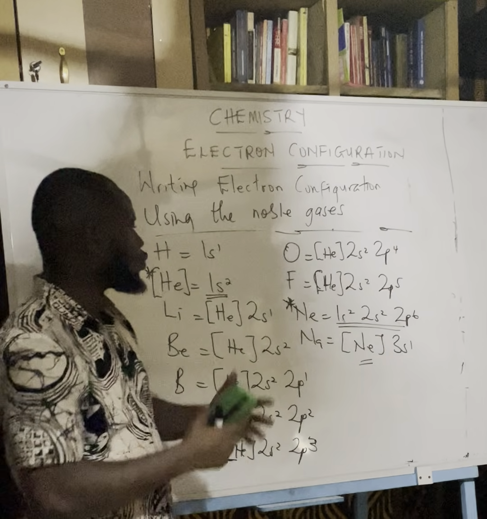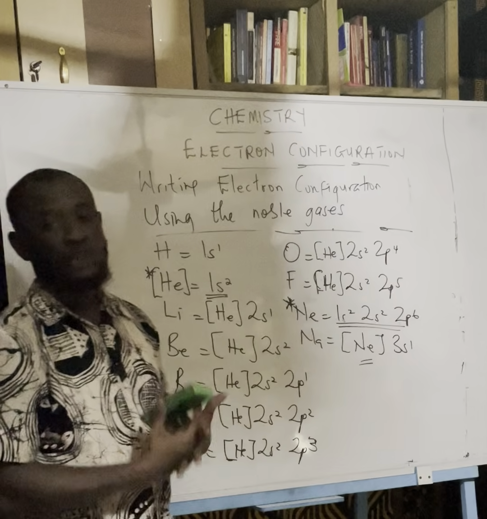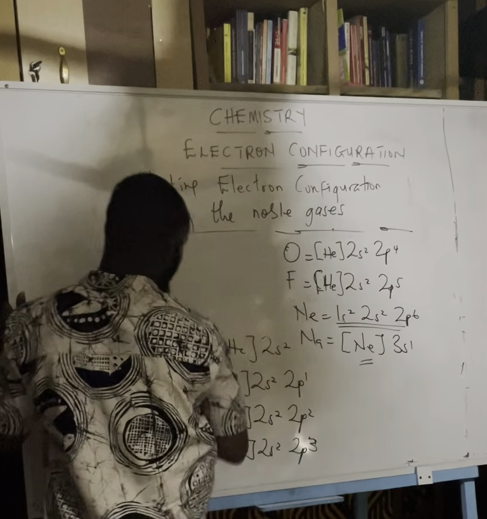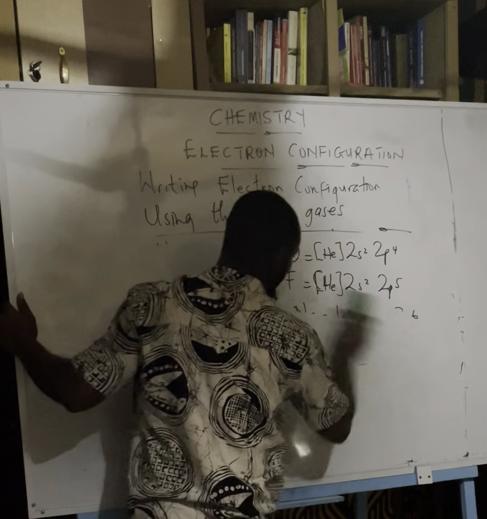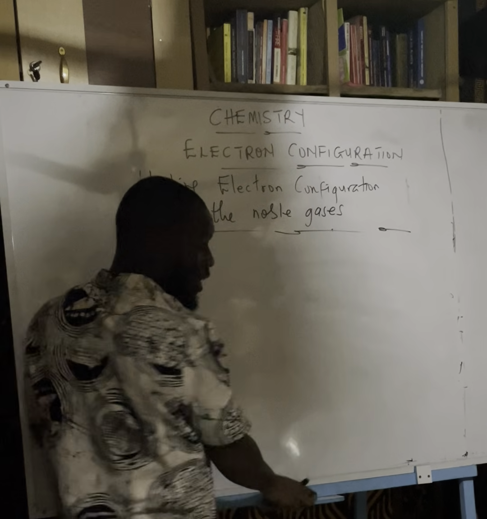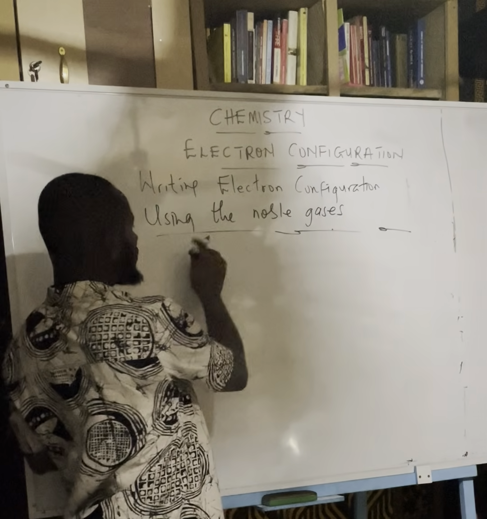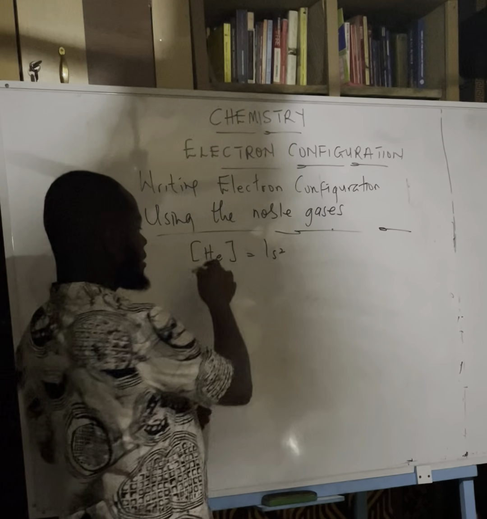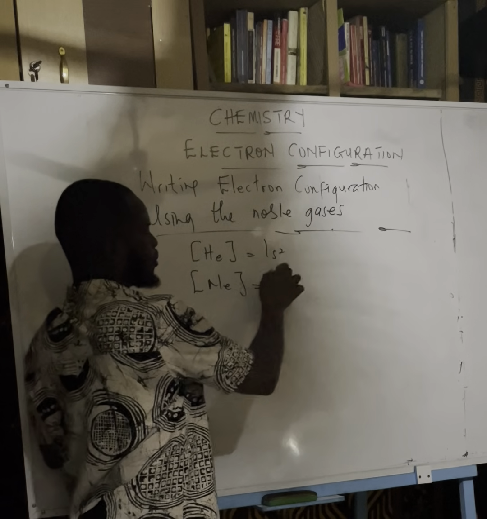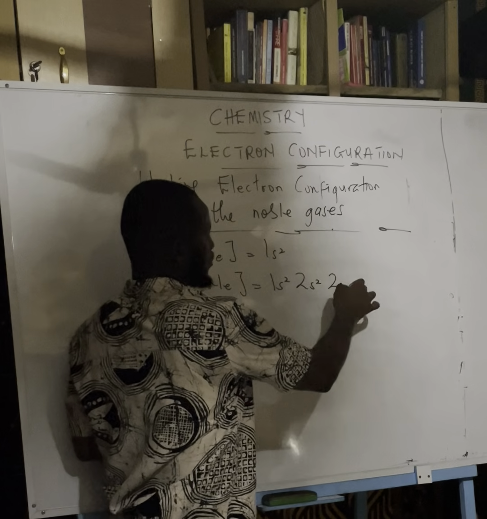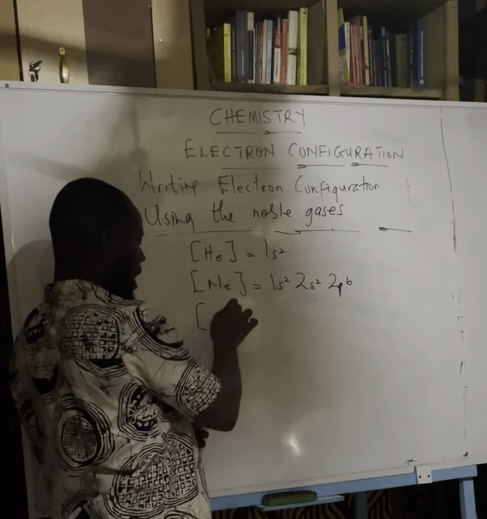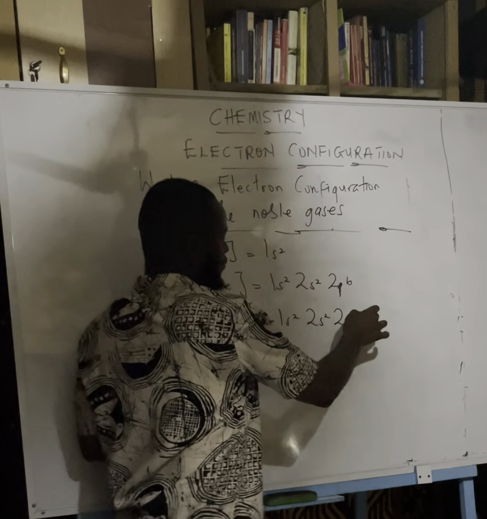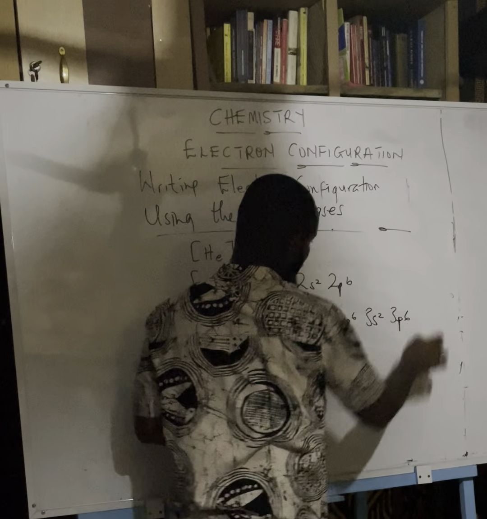So what we are saying is that when you want to write the electron configuration using the noble gas, you must know them. So for instance, what are the noble gases that we know? The noble gases that we are talking about here are helium, which is 1s2, then neon, which is 1s2, 2s2, 2p6, then argon, 1s2, 2s2, 2p6, 3s2, 3p6.